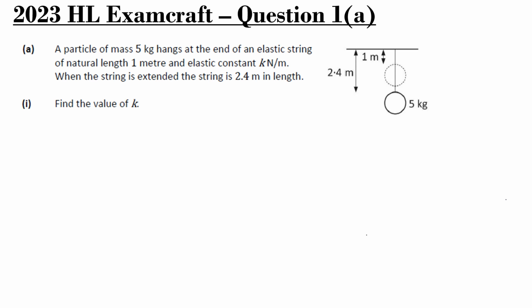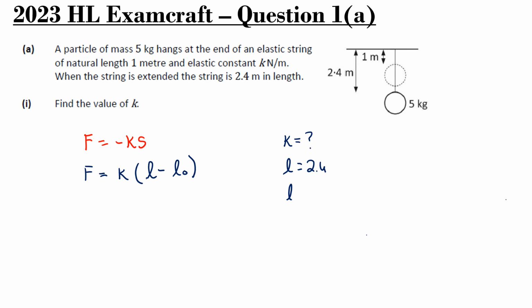So our formula is F equals minus Ks. We're going to ignore the negative because we're going to take account for the direction ourselves, and then we change our displacement to L minus L0. So in this case, our K is unknown. We want to work that out. Our length is 2.4. Our L0 is 1, and we need to figure out our force.